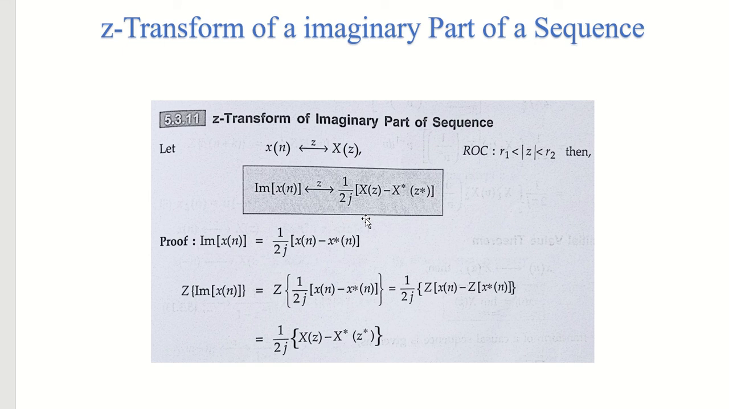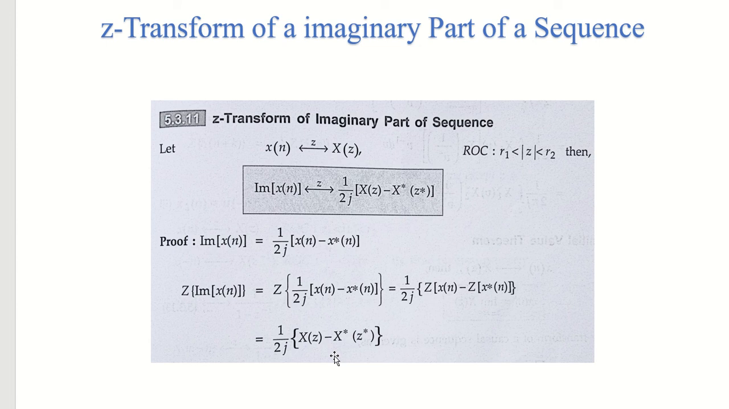And let's do the same thing with the imaginary component that we did with the real component. We will take the Z transform of the imaginary component. So the Z transform of 1 by 2j, x of n minus x conjugate of n, can be written as 1 by 2j, x of n minus the Z transform. Basically we are applying the Z transform inside the bracket. You know the value of the transform of x of n, so we will have x of z here, and you also know the value of the Z transform of x conjugate of n.